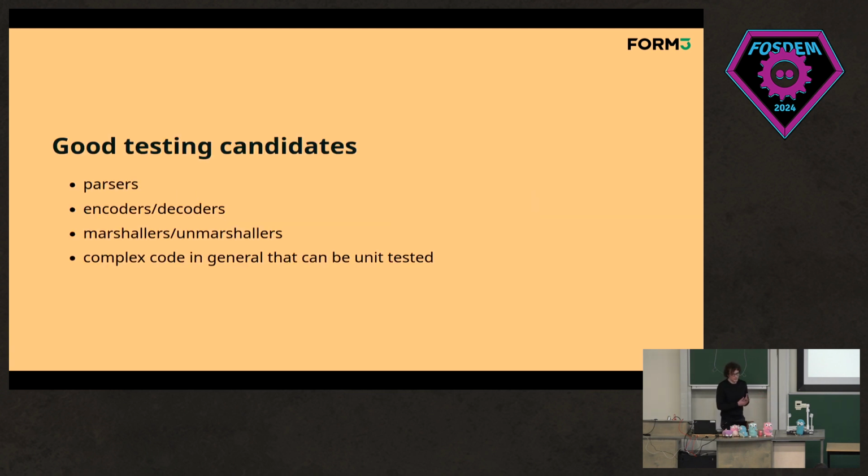So let's talk about what are good testing candidates. We've used it on parsers, which are pretty complex code. You can use them on decoders, encoders, marshallers, and any complex code that can be unit tested, basically.